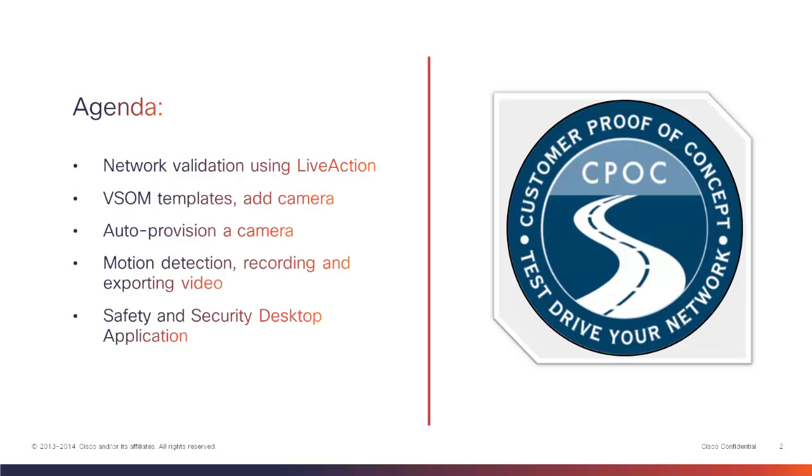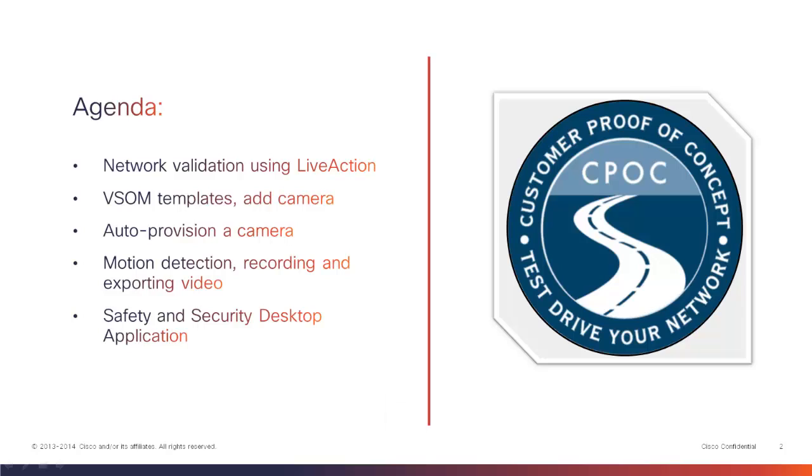Yep, so once we've got the camera up and running, what we'll look to do is enable motion detection and recording on motion detection, and how we can export that recording for compliance or evidential purposes as well. To do that export and recording, we'll use our safety and security desktop application. We can also view the video on a wall or push it to a screen, and we're going to walk you through that in just a bit.